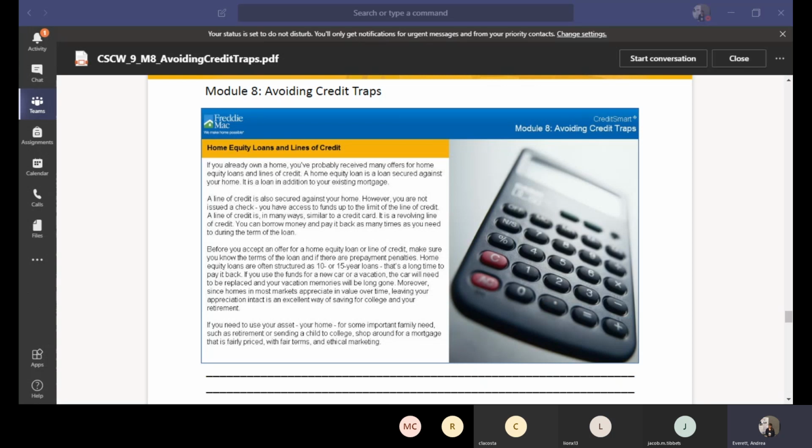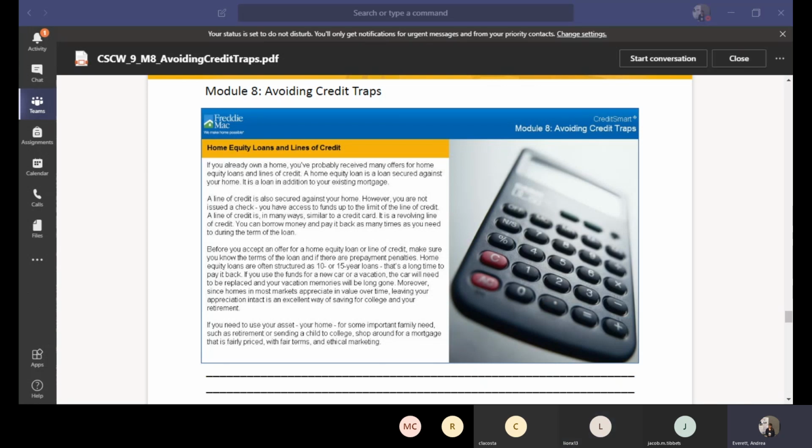And a line of credit is also secured against your home, and you have access to funds up to the limit of the line of credit. Before you accept an offer for a home equity loan or line of credit, you need to make sure you know the terms of the loan and if there are prepayment penalties.